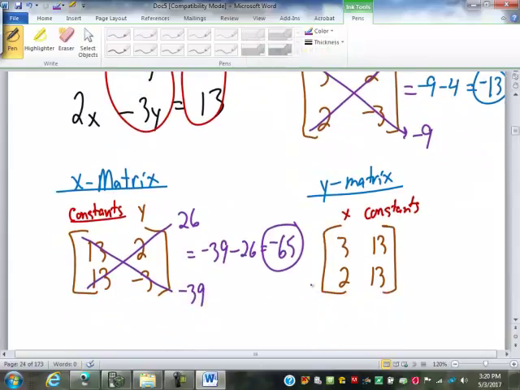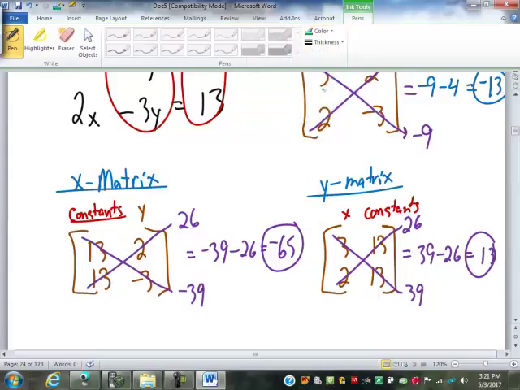So let's do our diagonals. We've got 3 times 13 is 39. 2 times 13 is 26. So the determinant here is 39 minus 26, which is 13. Good.